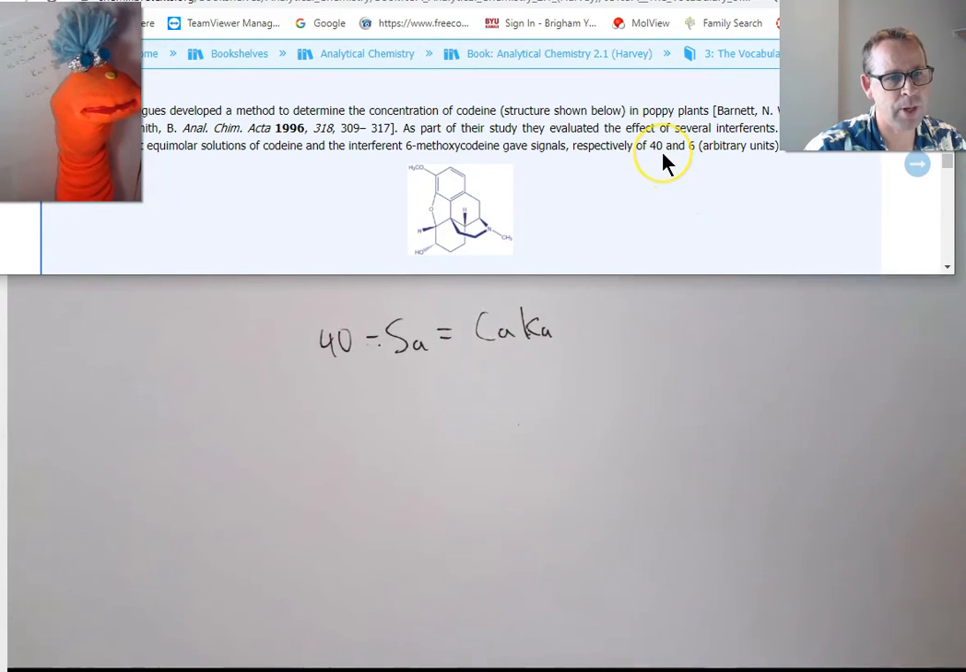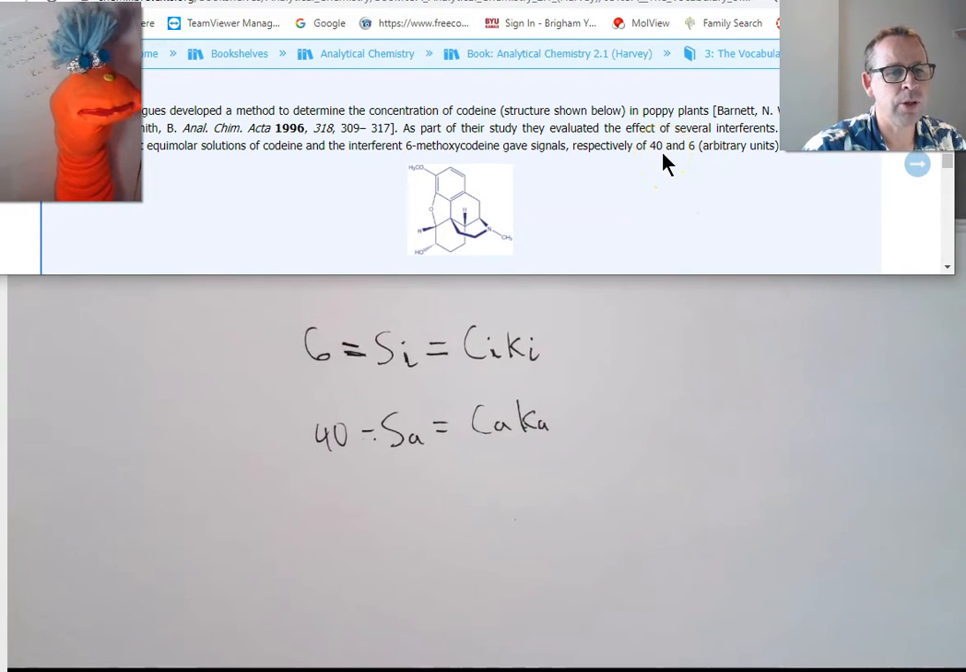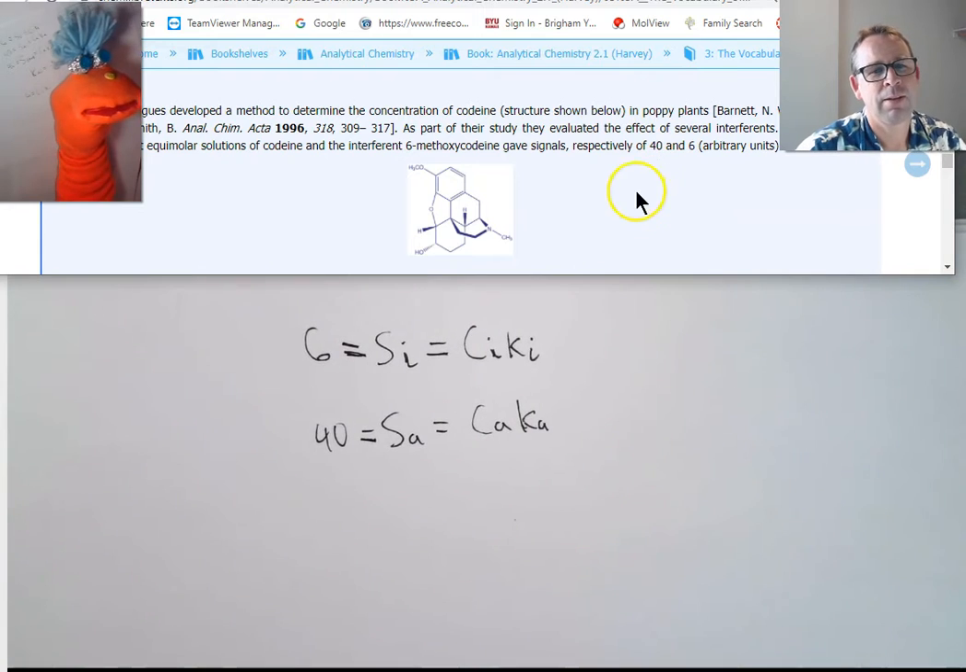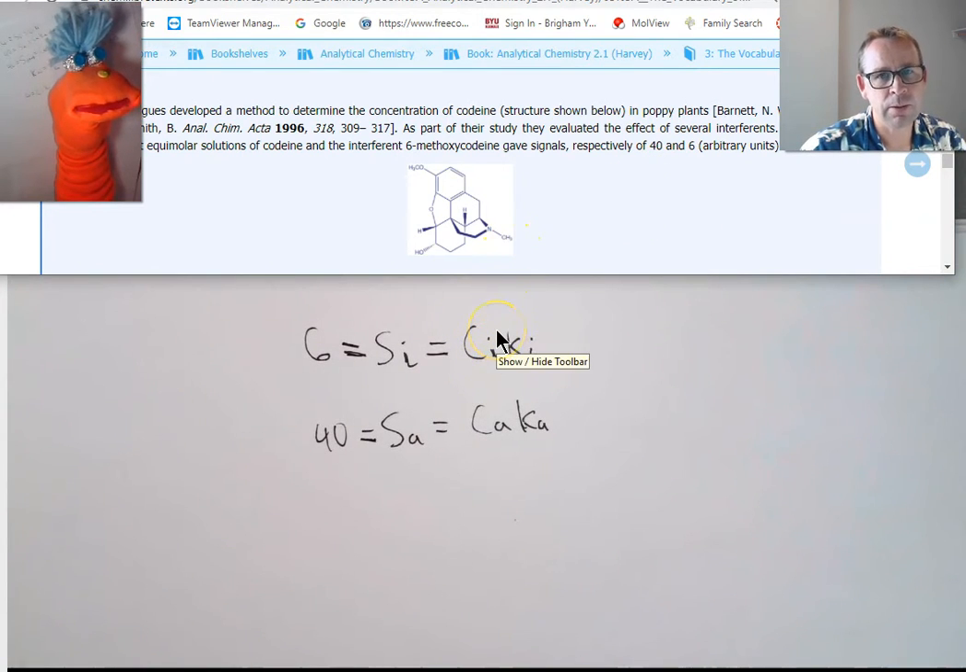40 and 6, right? Okay, very good. Now, we've decided that we only want a signal contribution from the interferent of 0.5%. Now, what's 0.5% of 40? Is that 0.2? That's right, it's 0.2.